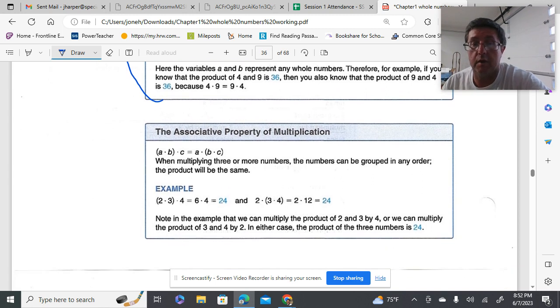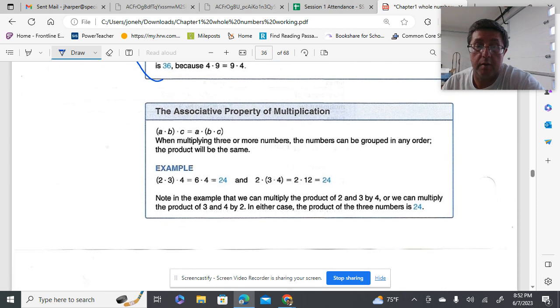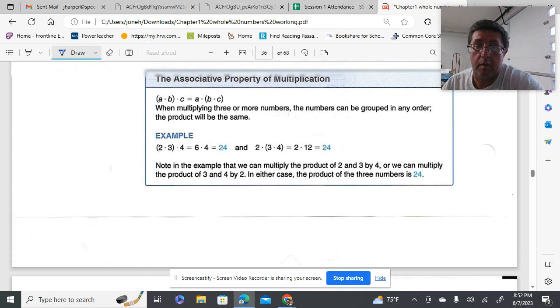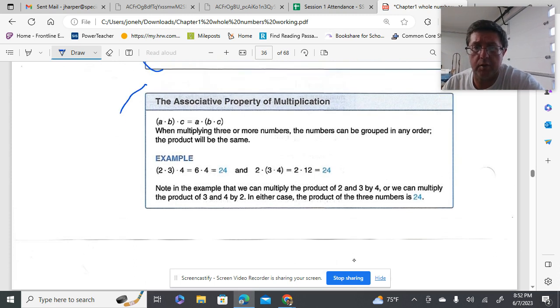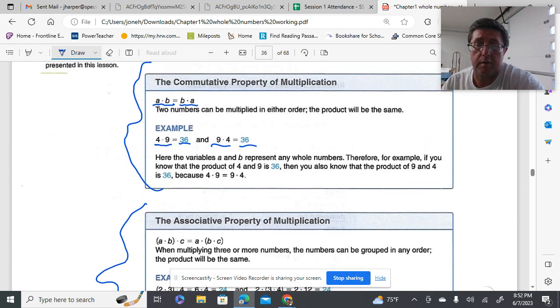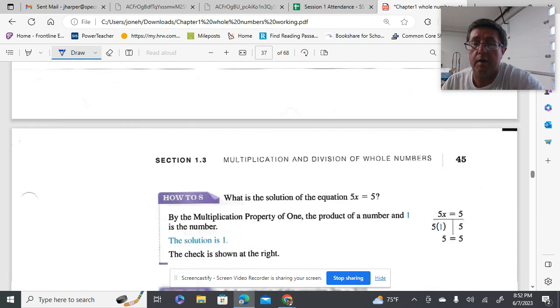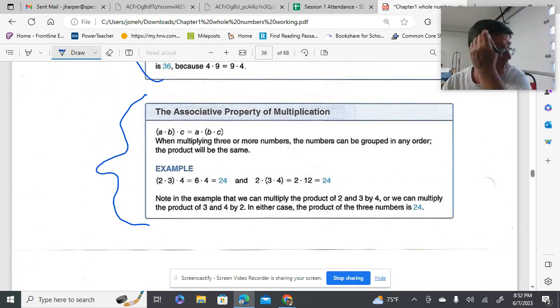Now, the associative property of multiplication is a times b times c can be written as a times b times c with the parentheses in a different place. It just means you can move the parentheses around and it will still be the same answer. The associative is a little bit harder, but just remember it's basically the same as the commutative. You have more numbers and you have parentheses.